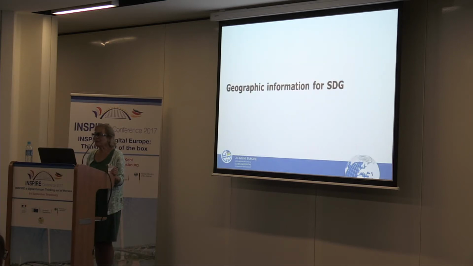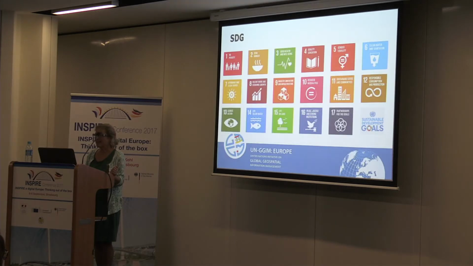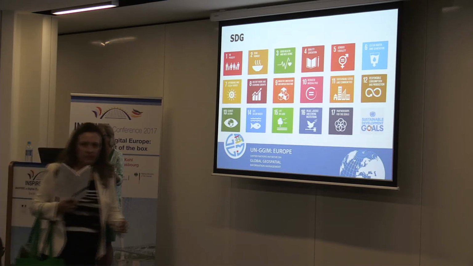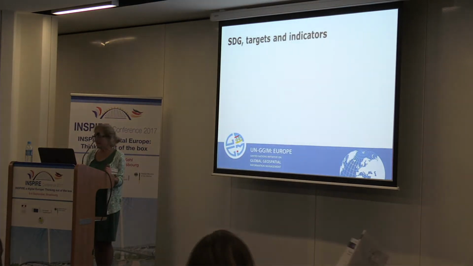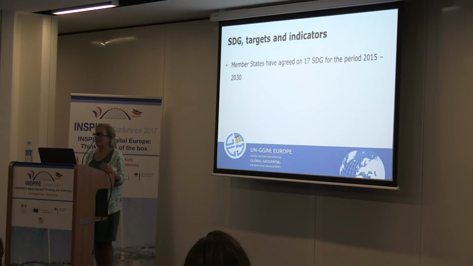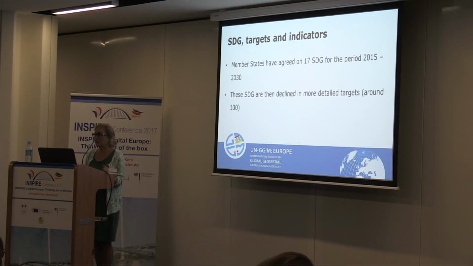So what about geographic information for SDG? We have the SDG. There are 17 SDGs that were agreed by member states, addressing all components of sustainable development, environment, of course, but also society, economy. These SDG are detailed. We have the 17 SDG, but we have also more detailed targets, around 100 targets. A goal is divided into several targets. And there are also a big set of indicators to measure these targets.